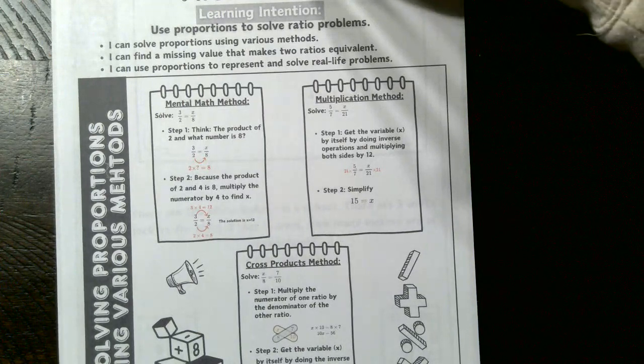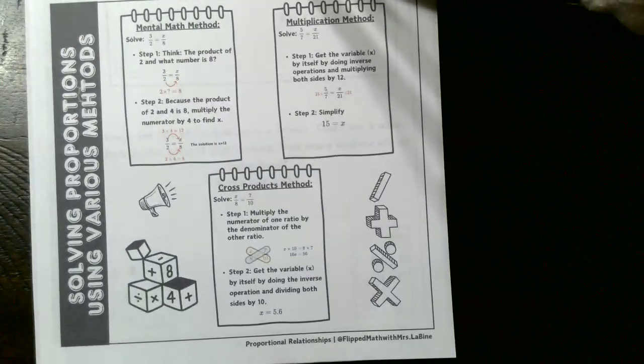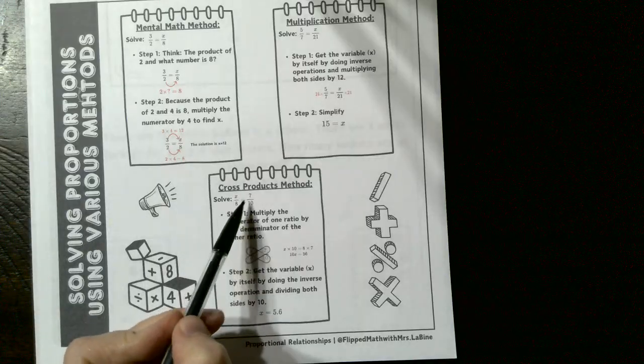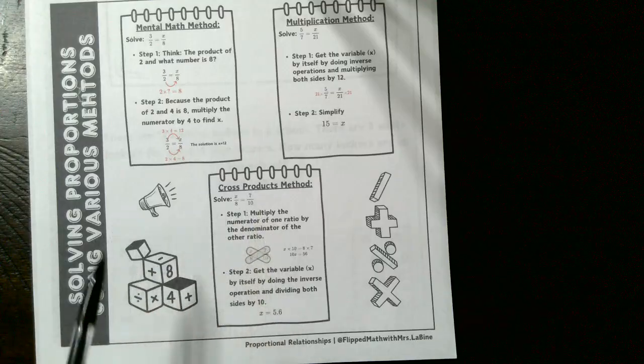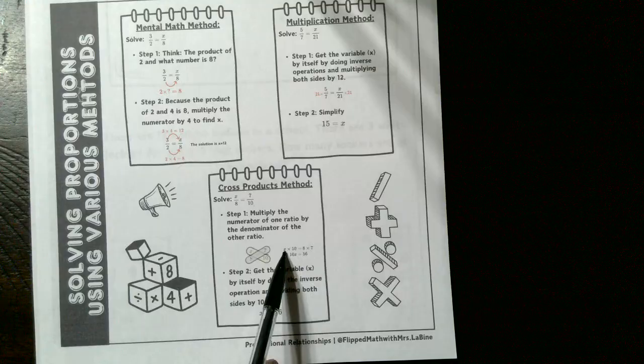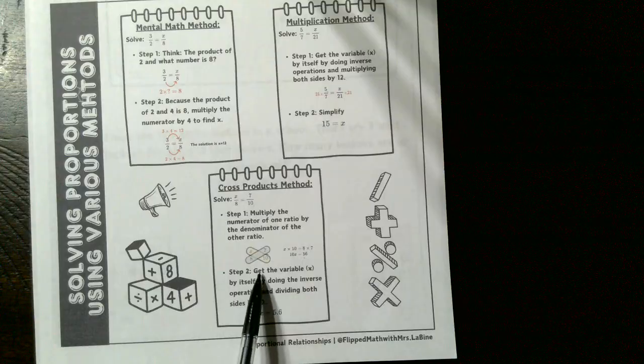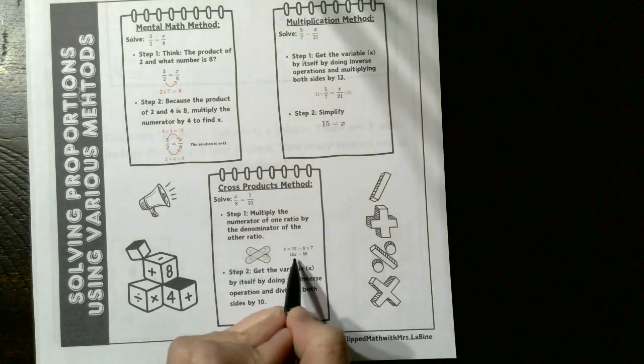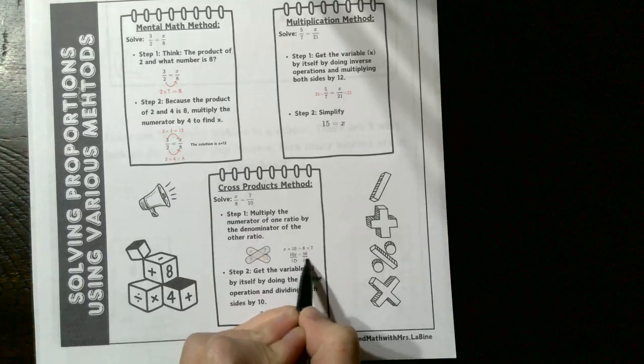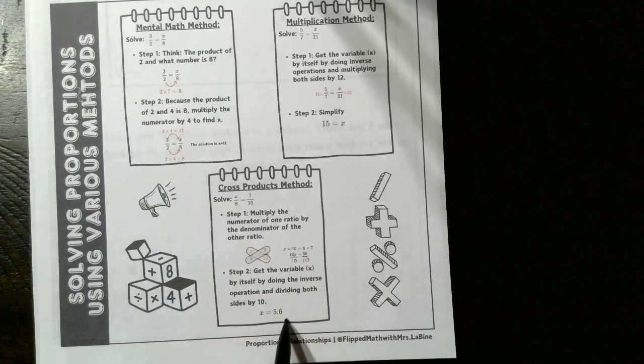And then we have the cross products method, which we learned about in the last section. So here's a recap on what that looks like. If I solve x over 8 equals 7/10, step one, I'm going to multiply the numerator of one ratio by the denominator of the other ratio. So I'm going to take x times 10 and 8 times 7. So x times 10 becomes 10x, and 8 times 7 is 56. My next step is to get the variable x by itself by doing the inverse operation and dividing both sides by 10. If I divide both sides by 10 like this, I will get x equals 5.6.